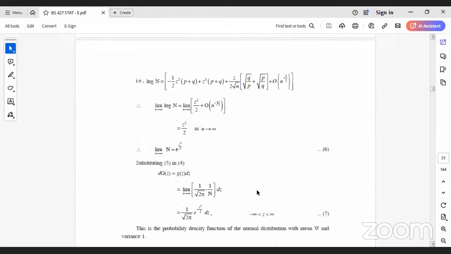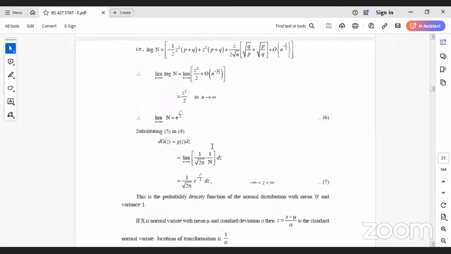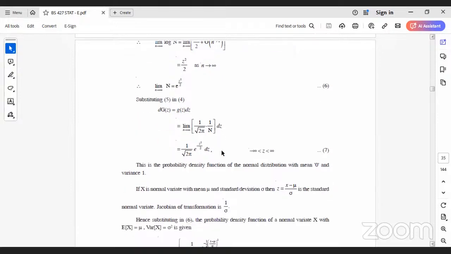Substituting 5 in 4, dz of z. The limit as n tends to infinity gives 1 by root 2 pi times e power minus z square by 2 dz, where minus infinity less than z less than infinity. This is the probability density function of the normal distribution with mean 0 and variance 1.